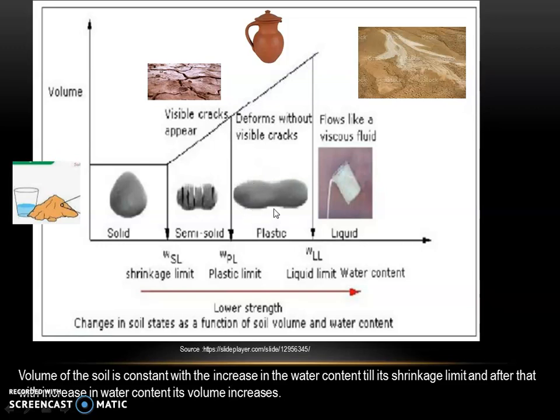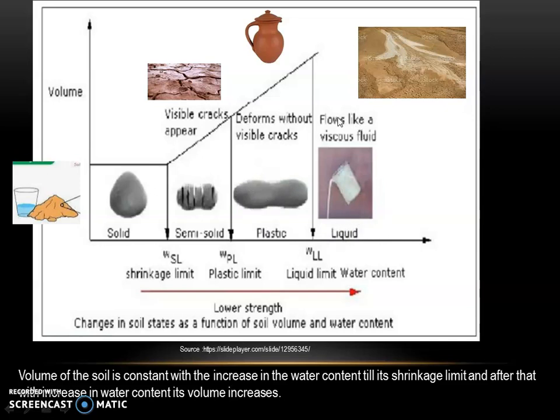And in this state, the soil can be deformed into any shape, or it can be molded into any required shape without any formation of cracks. So this type of soil is called plastic soil, and soil will remain in this state till a certain limit is reached, which is called the liquid limit. Then with further increase in the water content, soil state will change from plastic to liquid state.